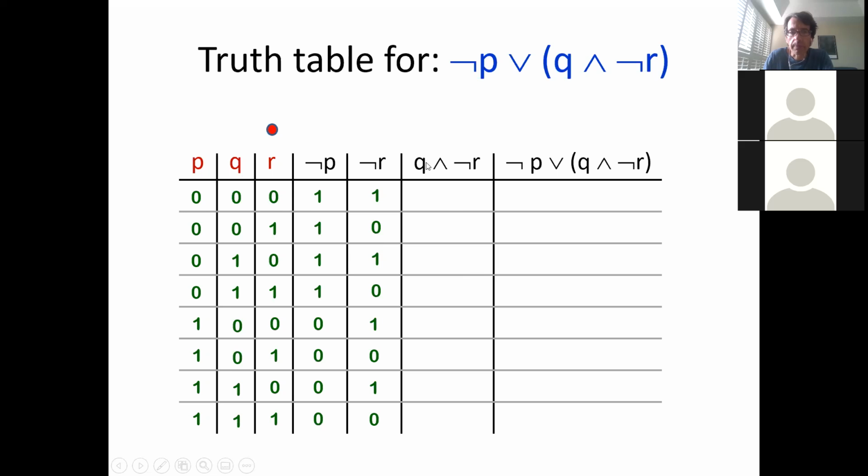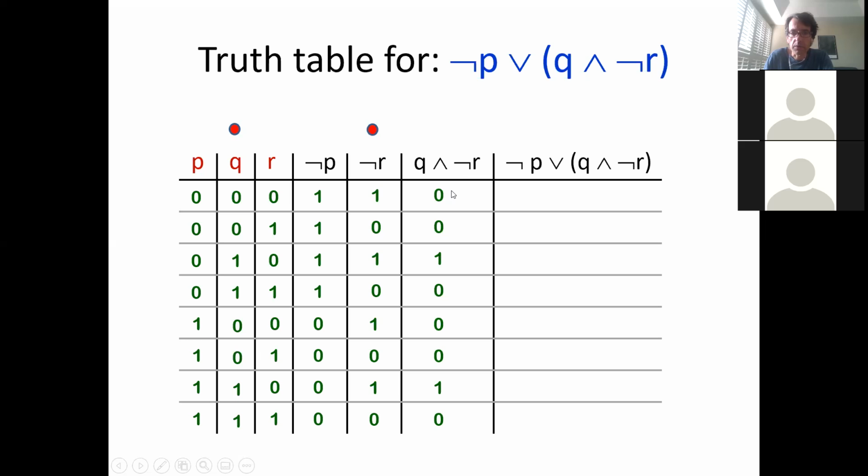Okay. Now, what about this? The next in order of evaluation is this conjunction of Q and not R. And I know the conjunction rules. The value here is 0 whenever either this or that is a 0. And the only way I'm going to find a 1 here is if, in that row, both this column and this column are 1.